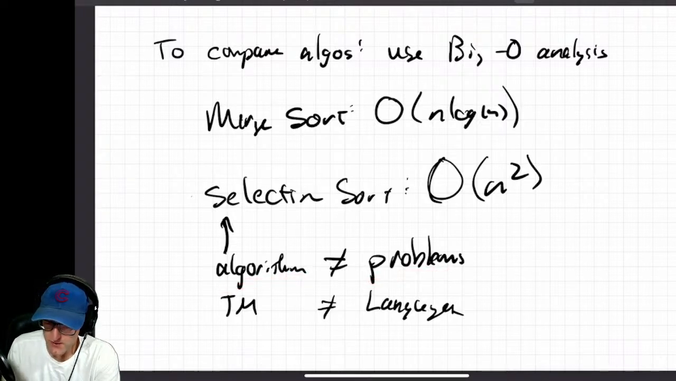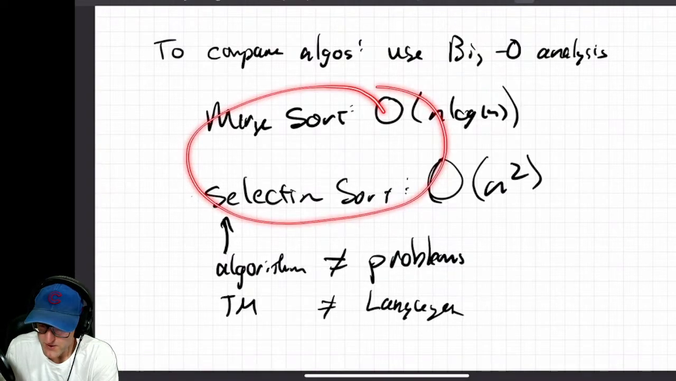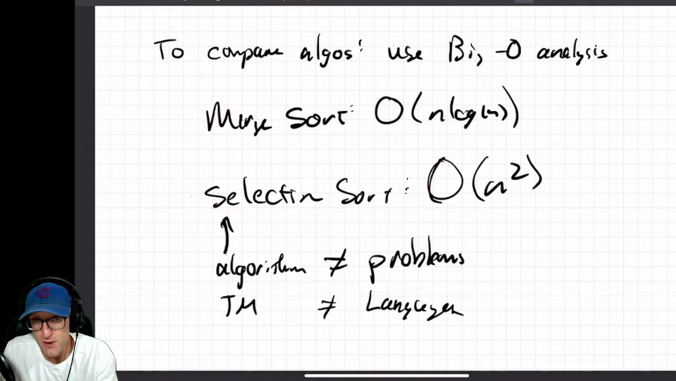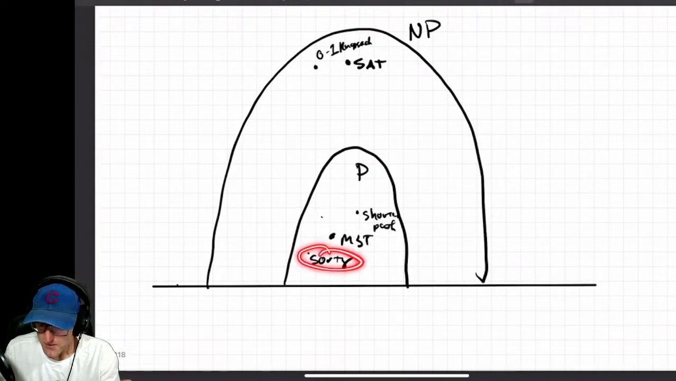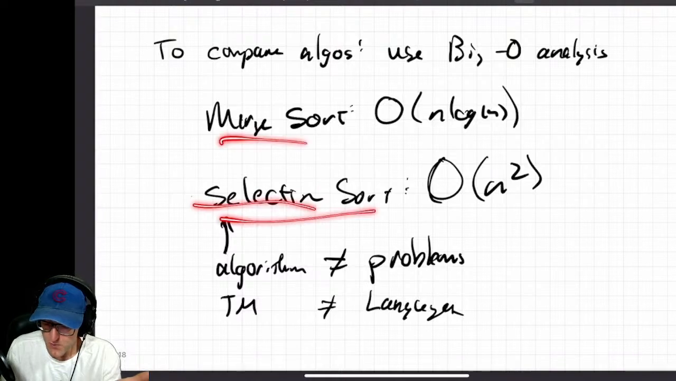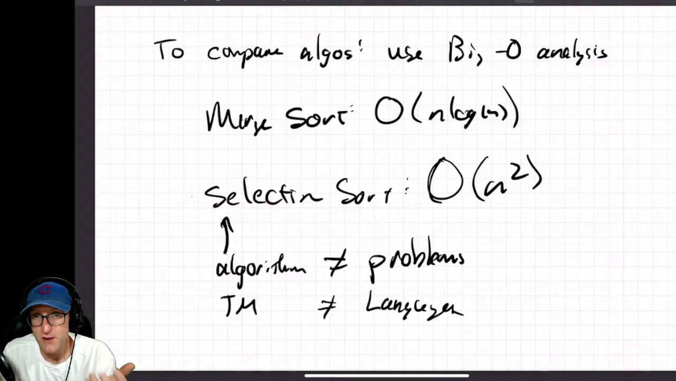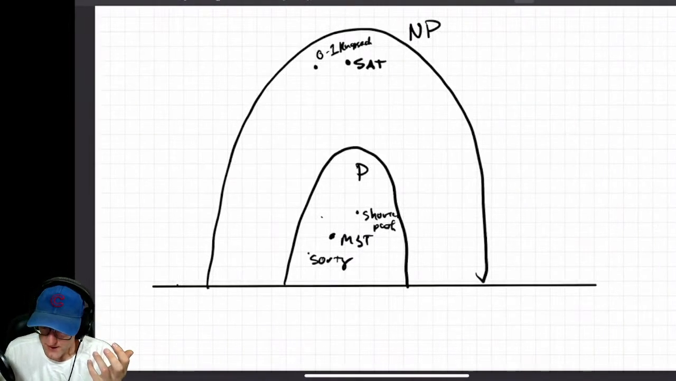These two things right here are algorithms. What is the problem itself? The problem is simply sorting, right? So when I wrote sorting down here, how did I know that it was in P? Well, the existence of either one of these deterministic sorting algorithms says that this problem is in P.